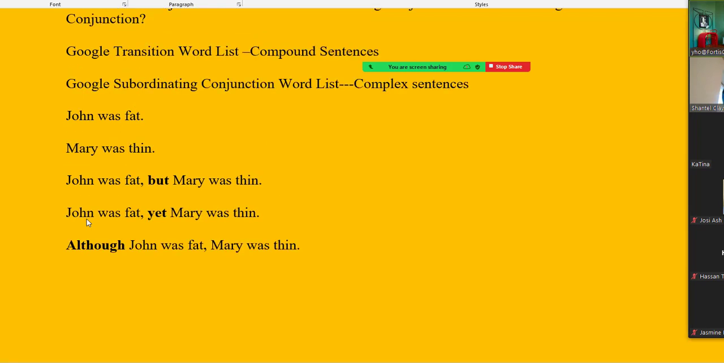So yeah, right now, as a beginner, the only way you can tell the difference between a subordinating conjunction and a transition word is you have to Google yourself a transition word list. Then you know that if you use a transition word, then you have compound sentences. Then you Google yourself a subordinating conjunction word list. Then you know that if you use a subordinating conjunction, you're using complex sentences. And then later on, it will become automatic.